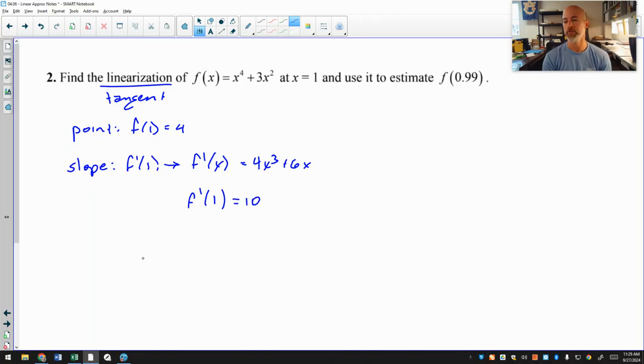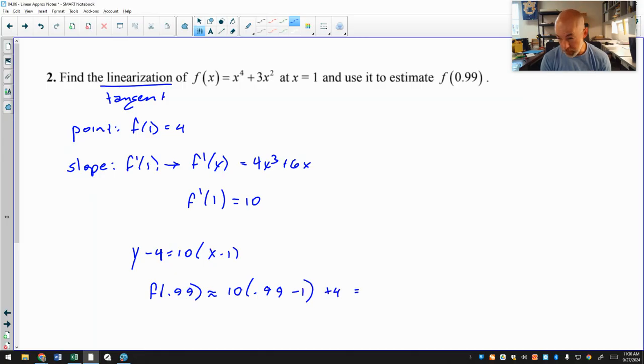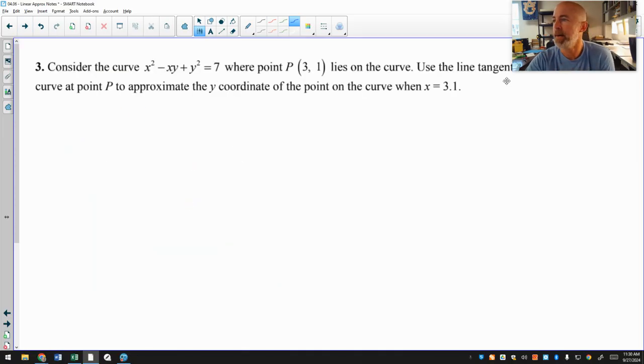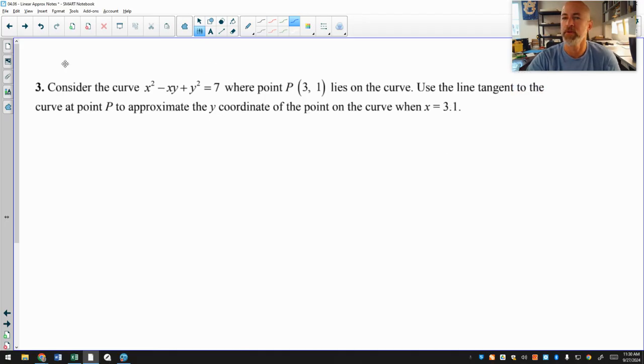That's just 10. So now my tangent line is y minus 4 equals 10 times x minus 1. And then f of 0.99 would be approximately 10 times (0.99 minus 1) plus 4, which would be 3.99. I'm not even going to try to clean that up; you can throw that in the calculator. So there's the linearization for number 2 and using that to approximate f of 0.99. And for the sake of time, I'm going to skip 3. It's a little bit of a complicated one.